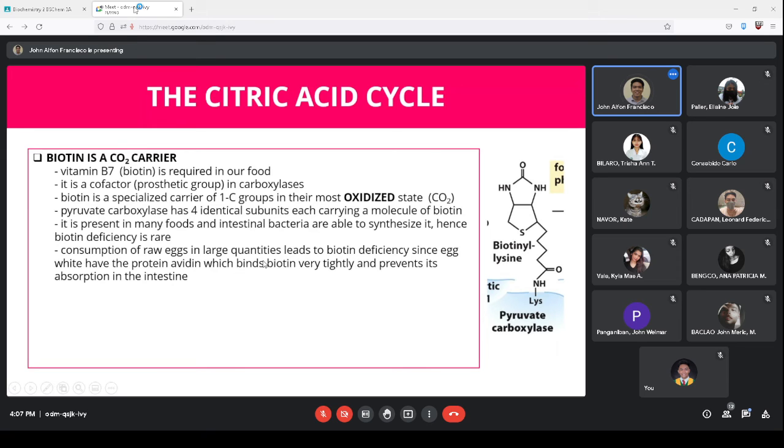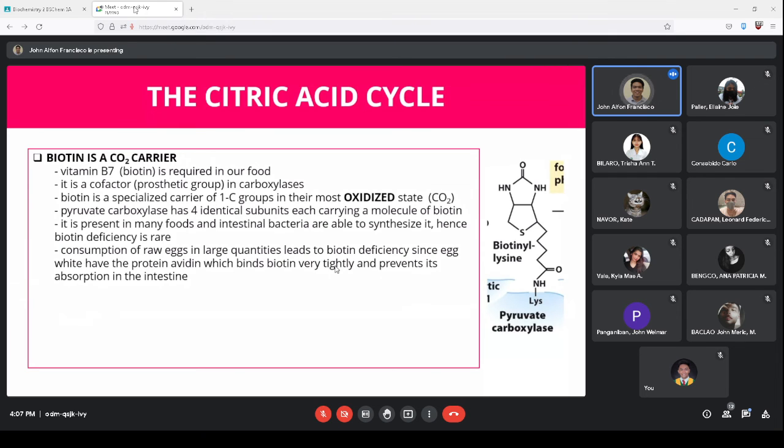Okay po. Ayan. So, biotin deficiency, since egg white has the protein avidin, which binds with biotin very tightly and prevents its absorption in the intestine. So biotin deficiency can still happen, but it is not like a mutation where you have no biotin producer.